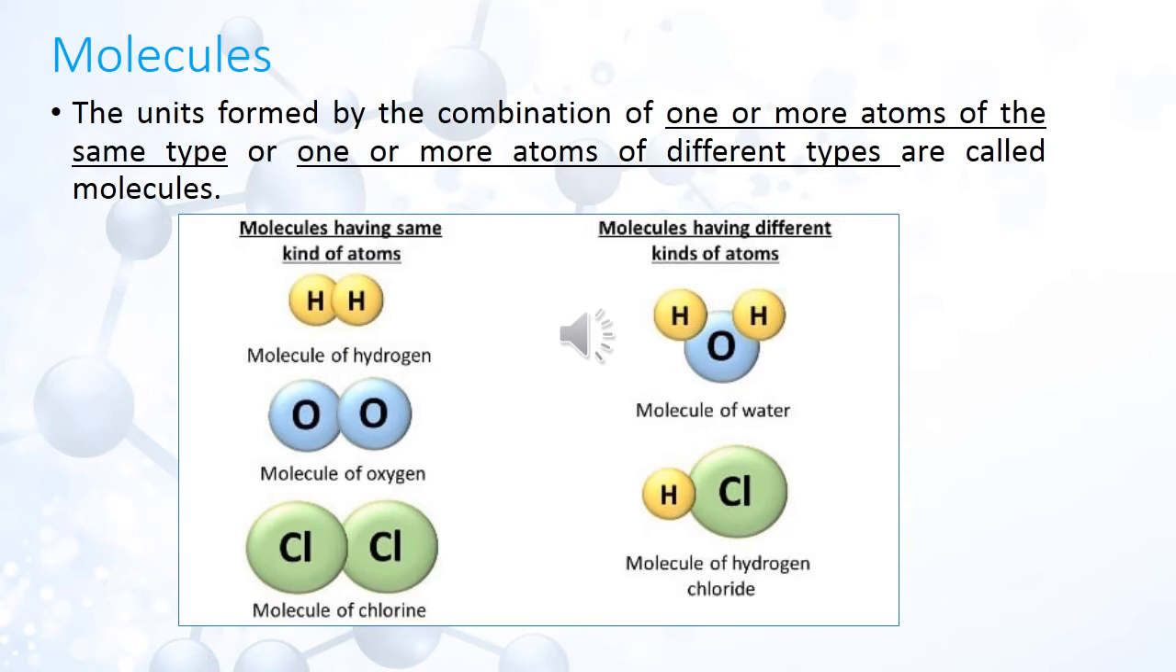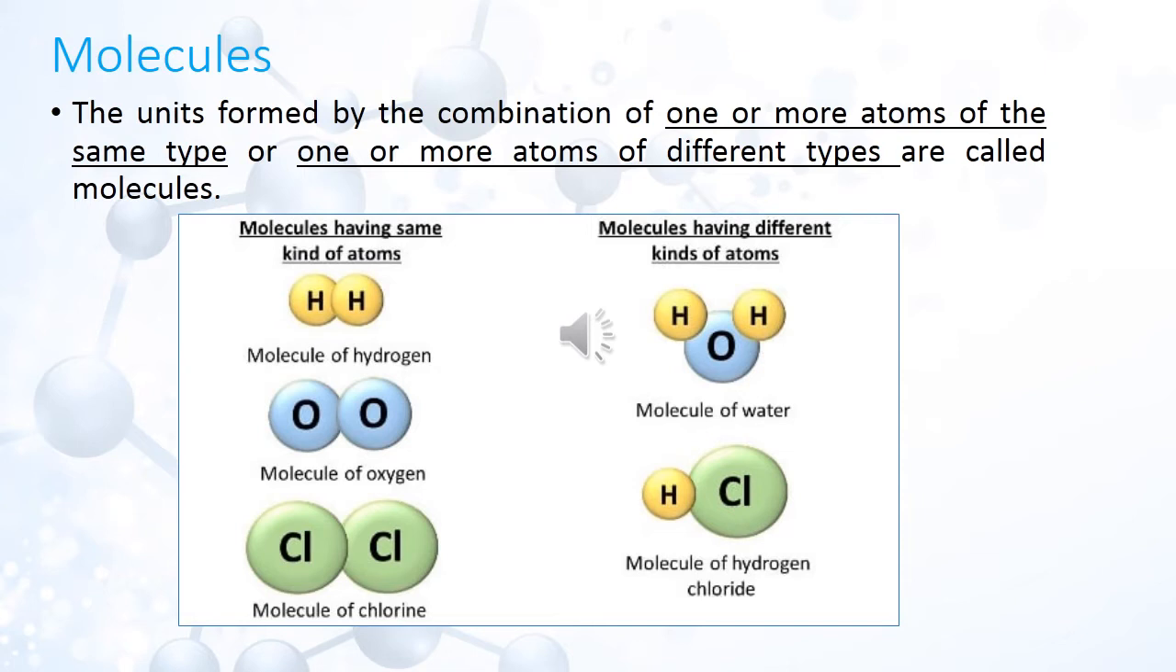Molecules. The units formed by the combination of one or more atoms of the same type or one or more atoms of different types are called molecules. So, in a molecule, there should be two or more atoms. These atoms can be of the same kind or different kinds. We will consider some molecules.